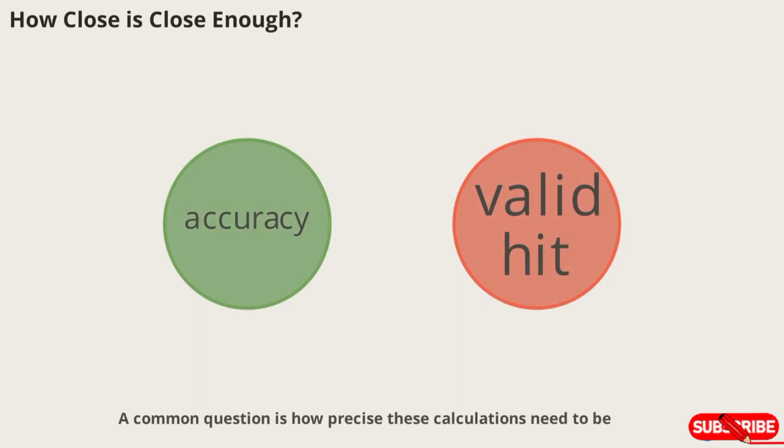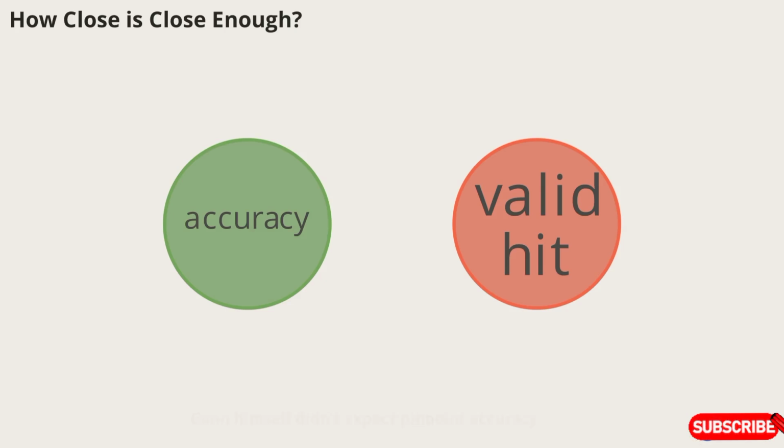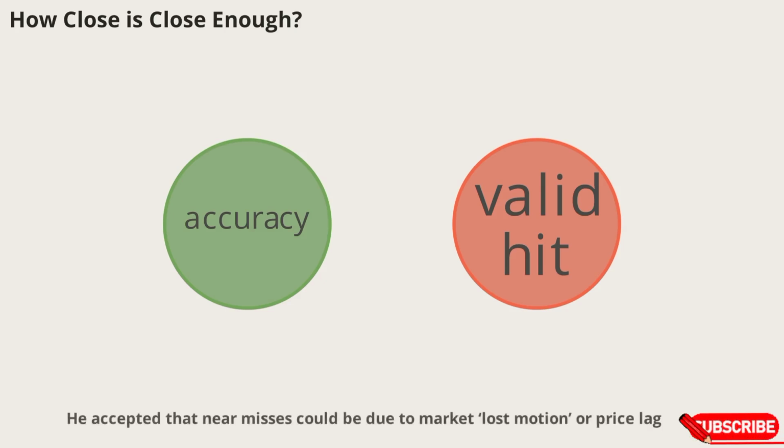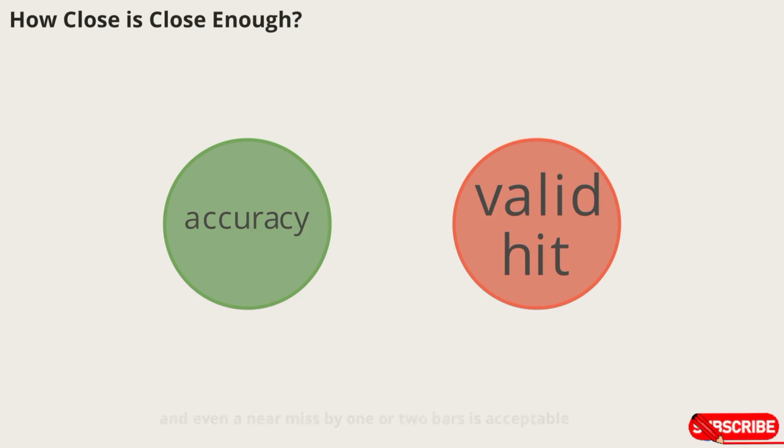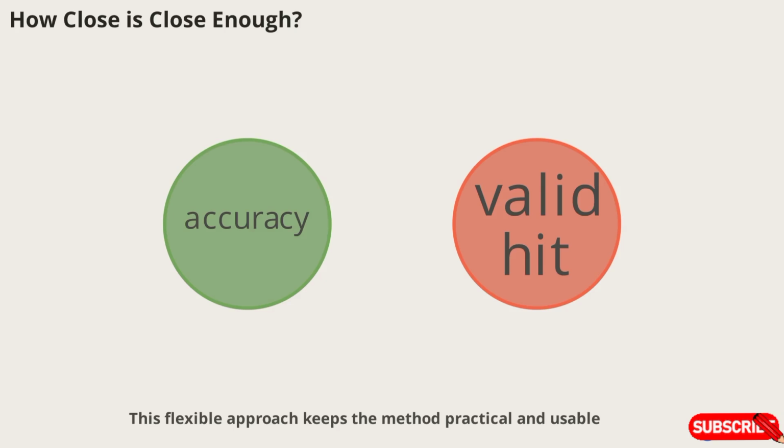A common question is how precise these calculations need to be. Gann himself didn't expect pinpoint accuracy. He accepted that near misses could be due to market lost motion or price lag. In practice, any bar containing the target price is considered a valid hit, and even a near miss by 1 or 2 bars is acceptable. For price and time applications, being within a few degrees is usually sufficient. This flexible approach keeps the method practical and usable.